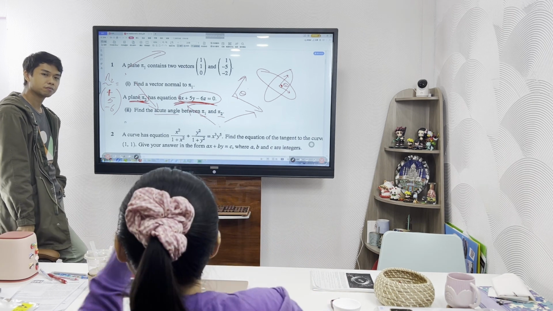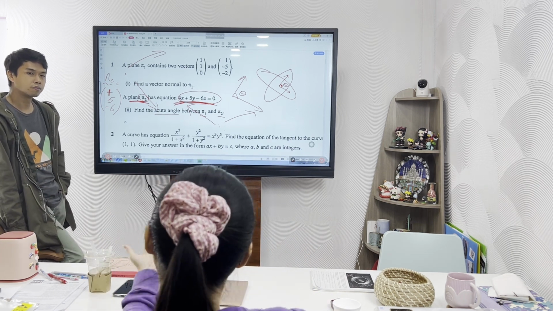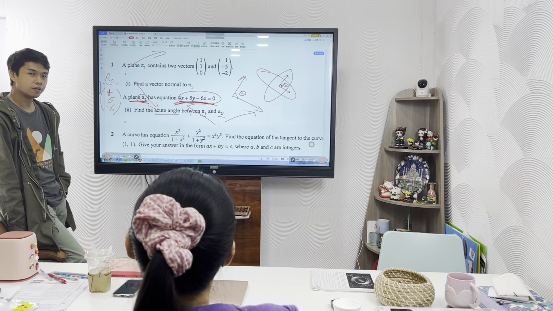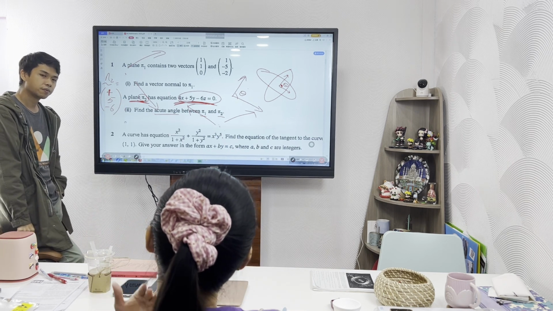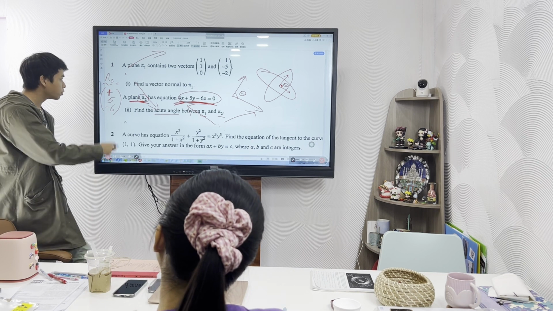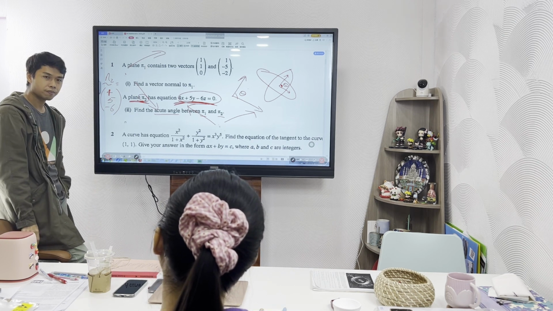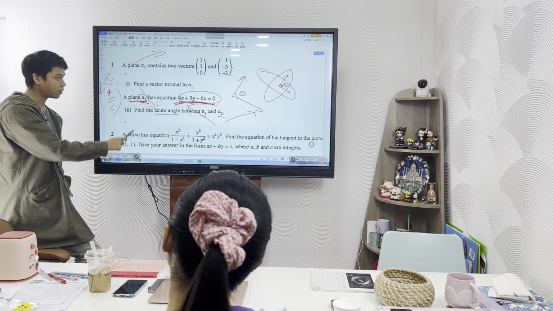So all the normals will be parallel to each other? Yes, correct. Be it this direction or that direction. So how is this information useful? To define the plane. To write the equation of the plane.